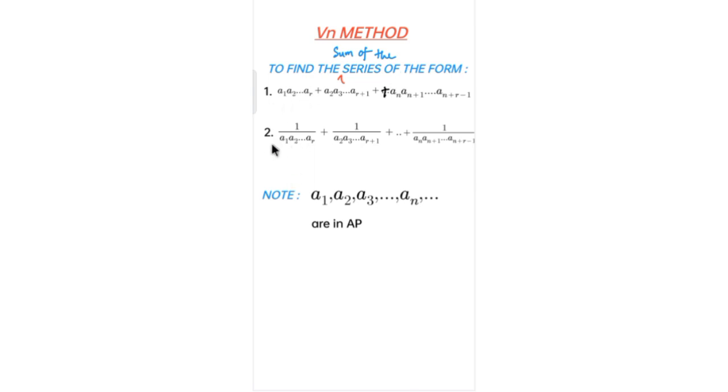And this is one form, and the second form is 1 by a1 a2 so on ar, plus 1 by a2 a3 so on ar plus 1, plus so on, plus 1 by an into an plus 1 into so on an plus r minus 1. These are the forms for which we can use the VN method to calculate Sn, the sum of n terms or till infinity, whatever may be the case.